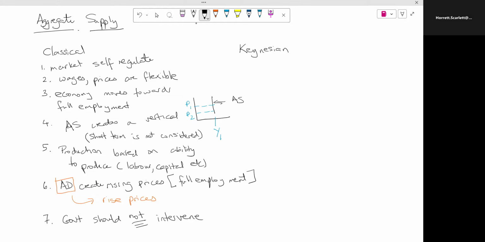And they believe that government should not intervene because the markets are going to self-regulate themselves, and wages and prices are flexible, and the economy, if left alone, will move towards full employment. And if we are at full employment, then it means that production is going to be at its optimal value. So those are the beliefs of the classical model.